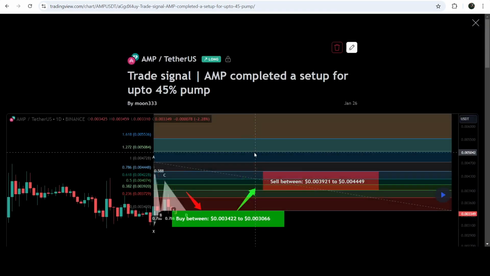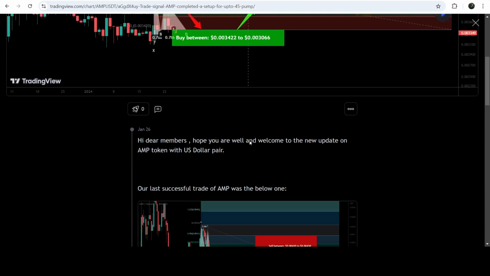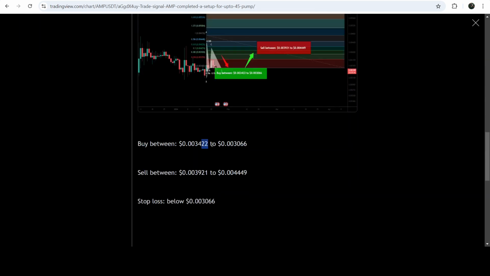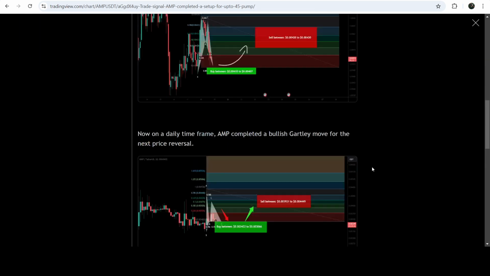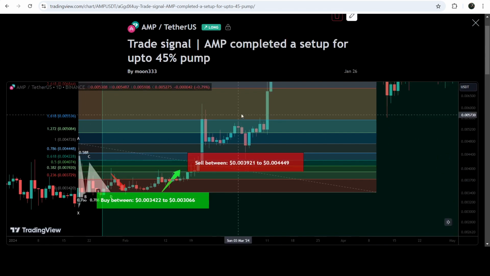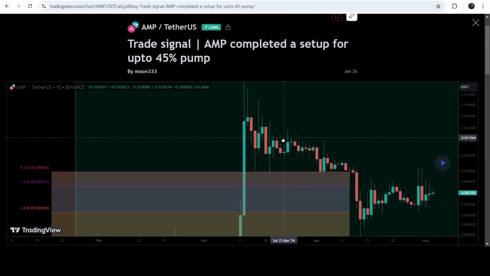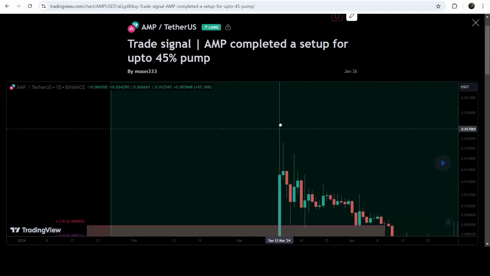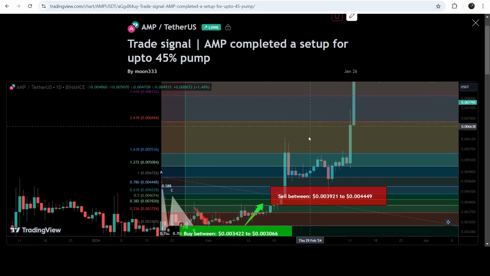That was another harmonic bullish reversal pattern that AMP token formed on the daily time frame chart. And I shared this trade signal on 26th of January 2024 with my members. This was the complete trade setup: a buying zone and sell target zone and the stop loss. By the way, this move was formed on the daily time frame chart. If I play this chart, you can see that the price then started a very massive reversal from this buying zone and rallied beyond the sell target zone. This was almost 625%. Very massive rally.